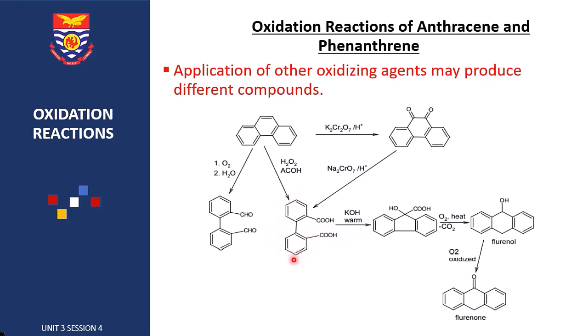Now, treating this in warm potassium hydroxide can lead to the formation of this ring system, which can then be heated to remove carbon dioxide to produce fluorenol, which is an important agrochemical agent. Fluorenol can also be oxidized to fluorenone. This fluorenone is an important antibiotic agent which has been used in the treatment of diseases such as Mycobacterium tuberculosis.